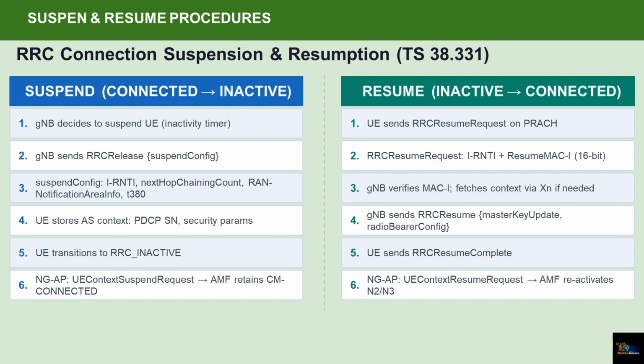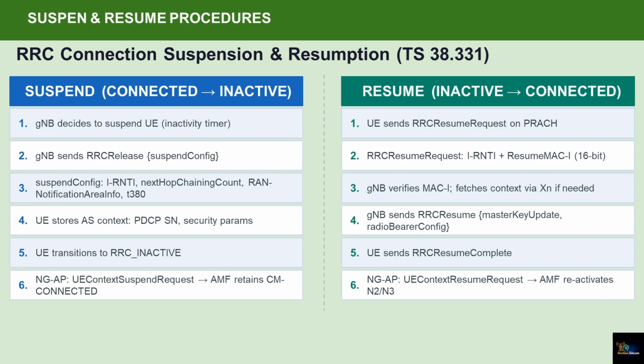Now, suspend and resume procedures: how will they work? RRC connection suspend and resume. Suspend means connected to inactive mode. When the gNodeB decides to suspend the UE, an inactivity timer should be enabled or triggered, so it would be a configuration. We can enable the inactivity timer there, and whenever this timer triggers, the gNodeB decides to suspend the UE and sends an RRC release with suspend config.